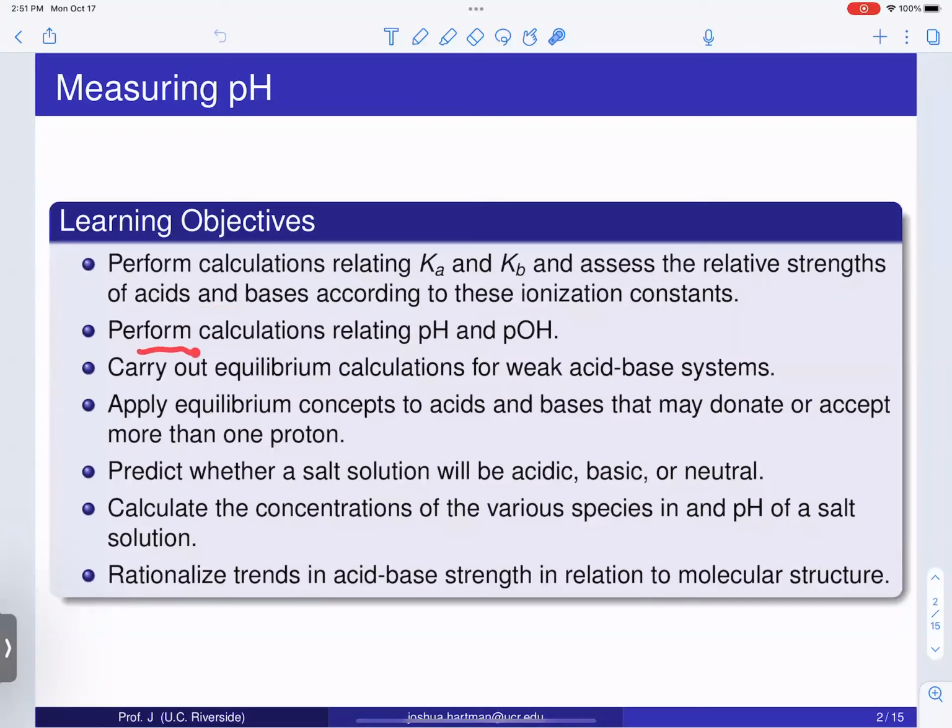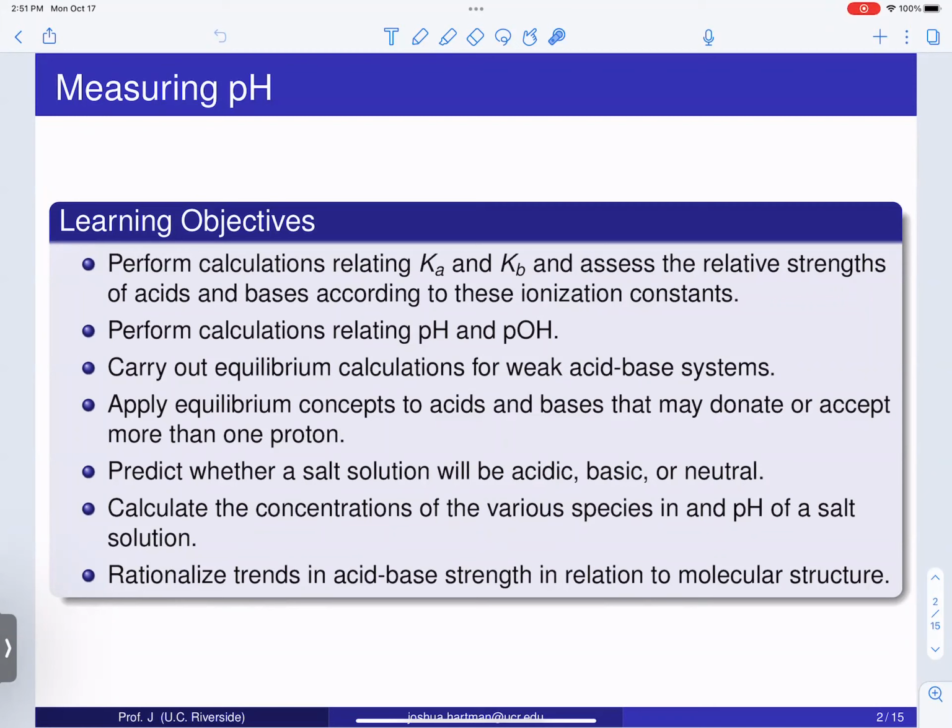And then ultimately, we want to be able to perform calculations where we can relate equilibrium concentrations to pH and pOH. All right, so that's really these two bullet points. And we want to be able to look at a variety of different compounds with a variety of different equilibrium constants and be really comfortable using everything we learned from the last chapter on chemical equilibria and applying it to these weak acid and base systems.